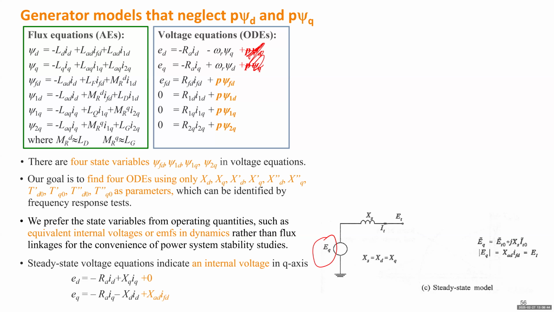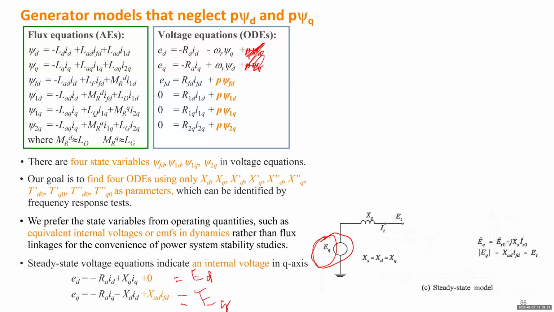But remember, how do we define the EQ? We define the second one to be EQ. But what is the first one? The first one is actually ED. So EQ can be the real part, imaginary part of some voltage phasor inside of the generator. But for steady state condition, the real part is 0, and you only have an imaginary part. So that's why for this internal source, you only have an EQ.